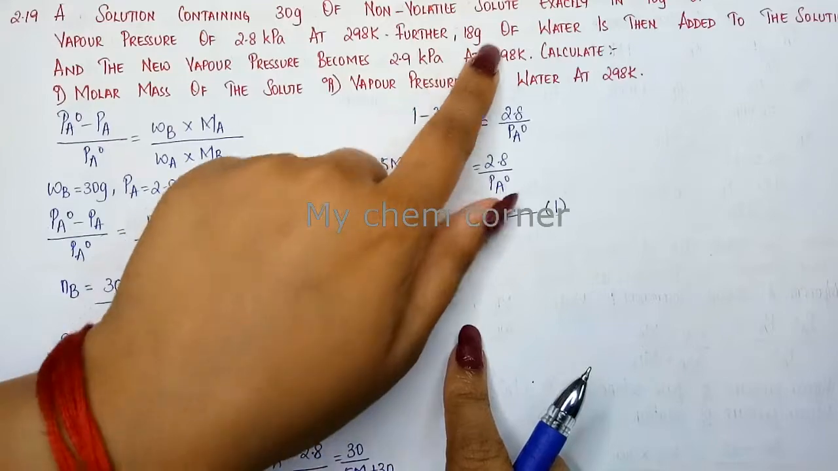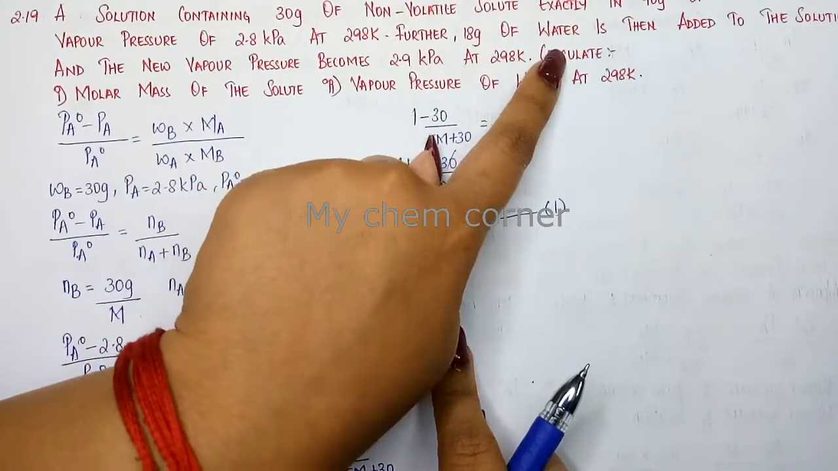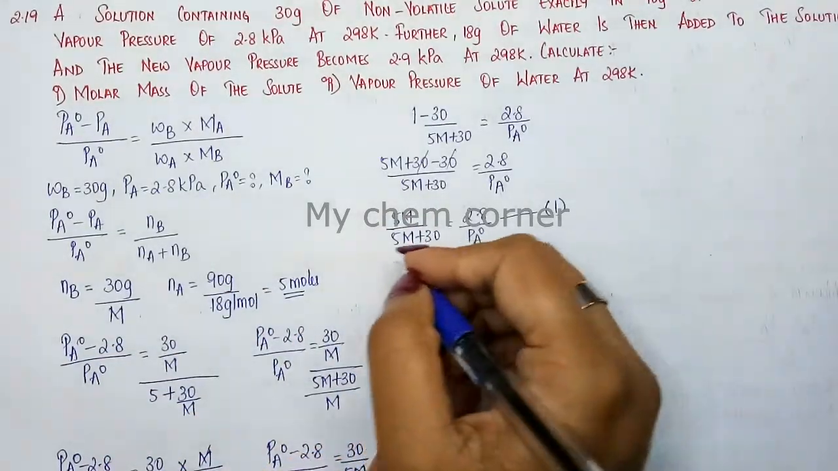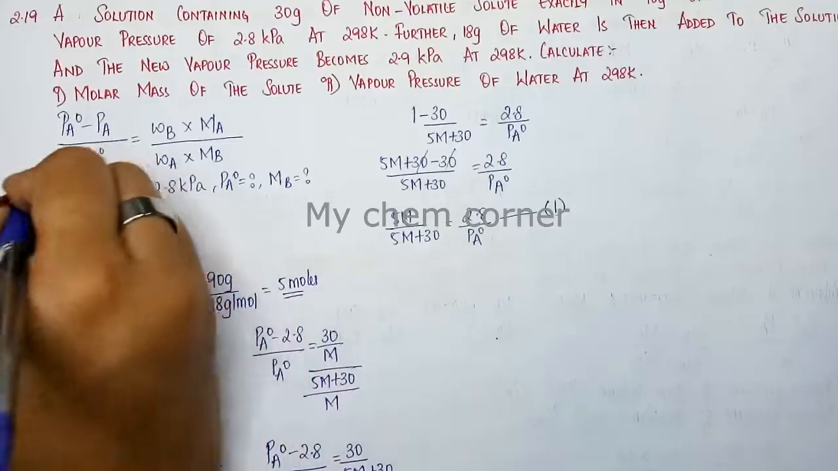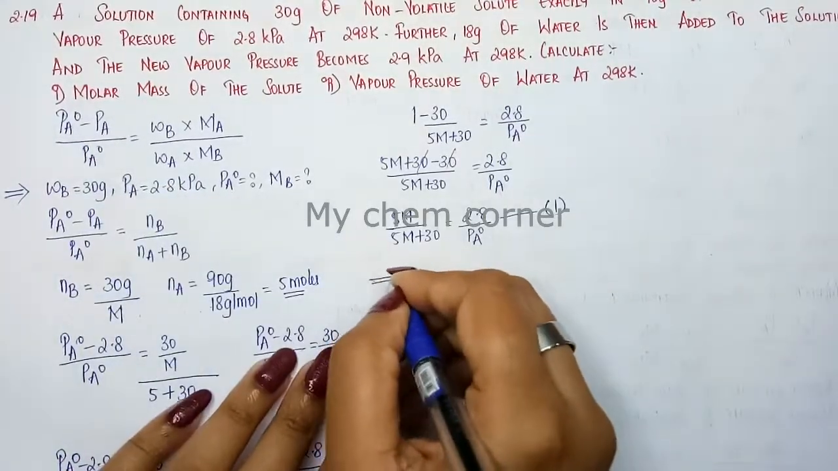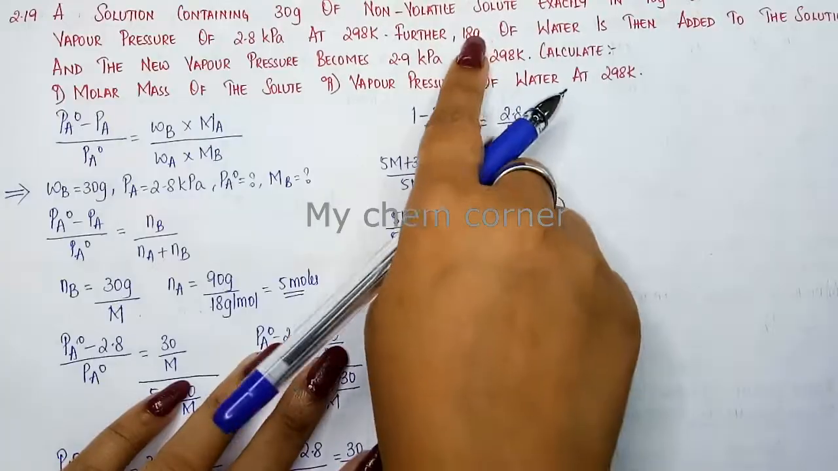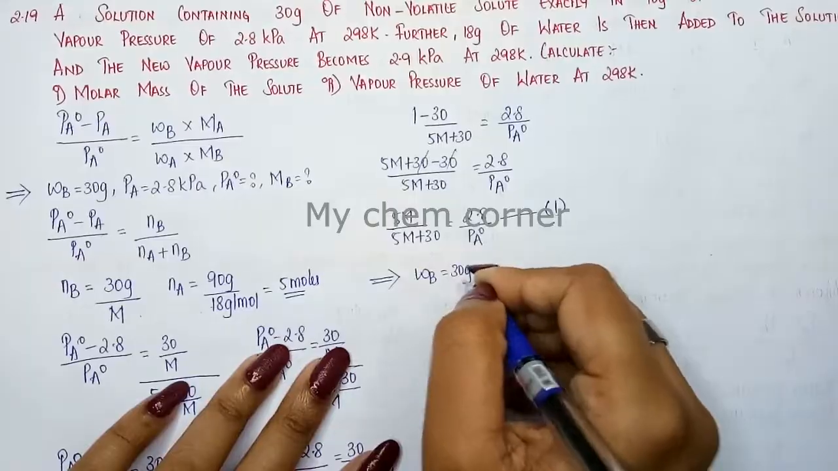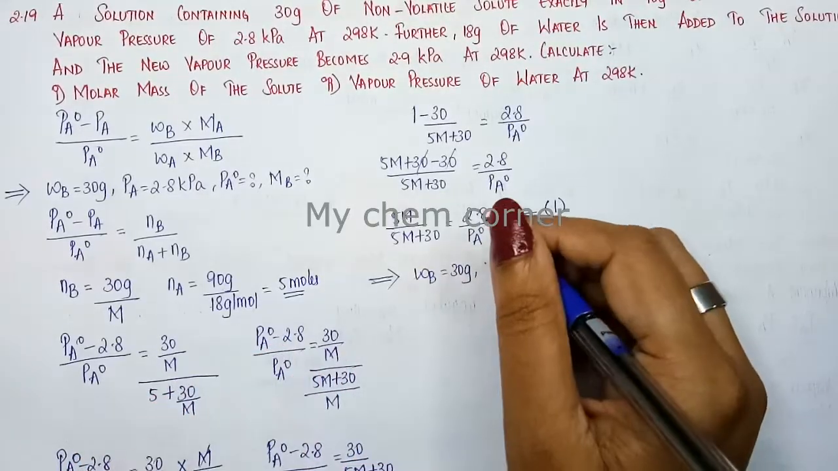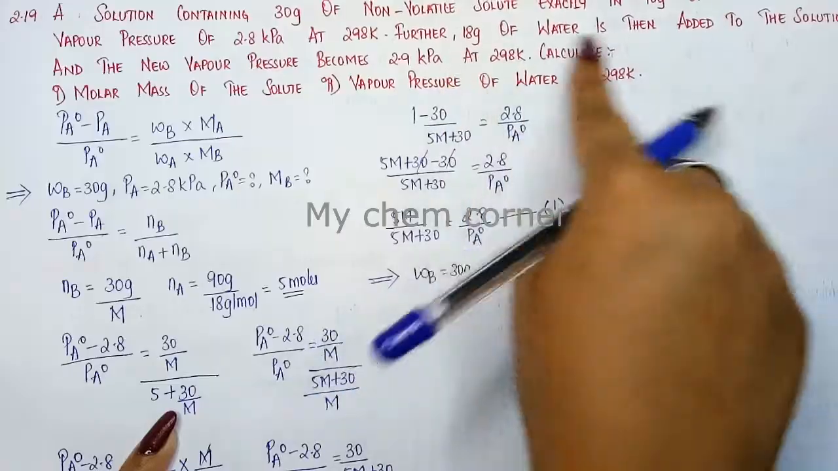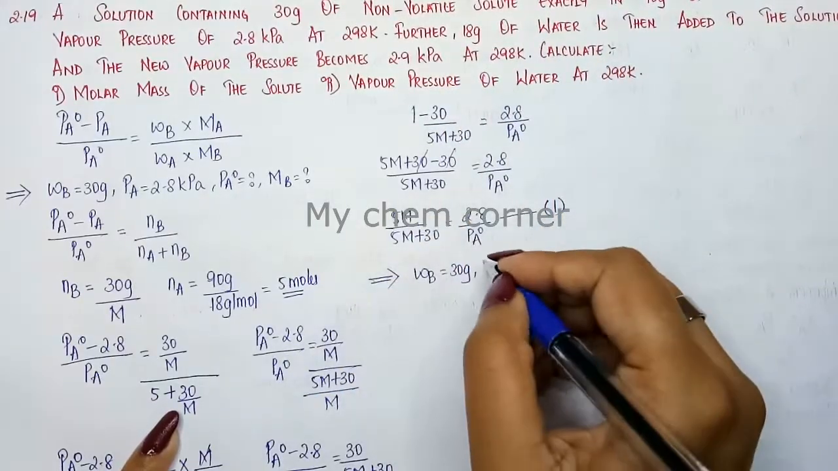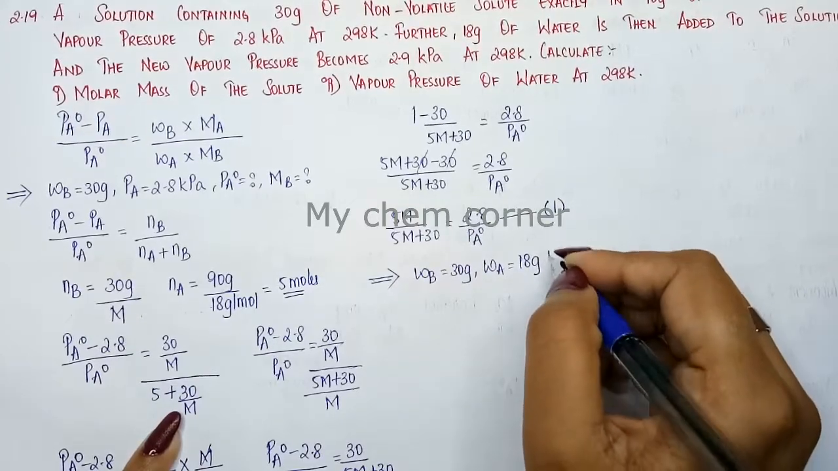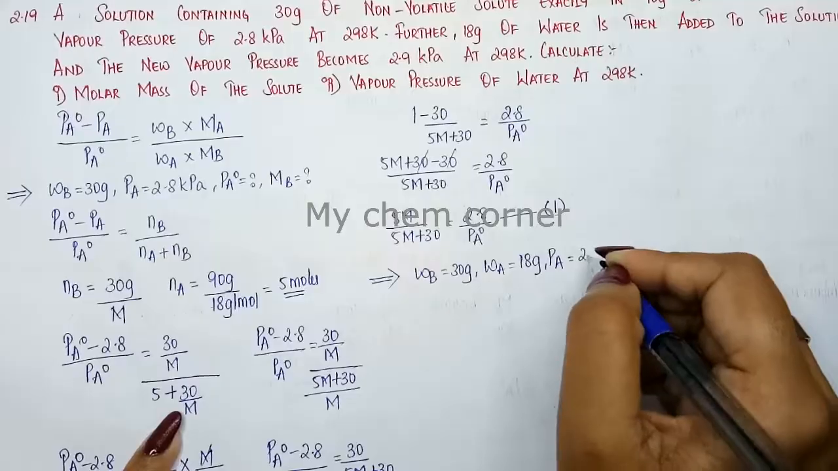Now same thing we are going to do to scenario number 2, where we are adding 18 grams of water and the vapor pressure changes. Same method we are going to do there also. So for that you are going to take scenario number 2. So under scenario number 2, the solute is going to be the same. So I'm going to write WB is equal to 30 grams. Now WA, which is your mass of your solvent, is going to be 18 grams. And your pressure PA is going to be 2.9 kilopascal.